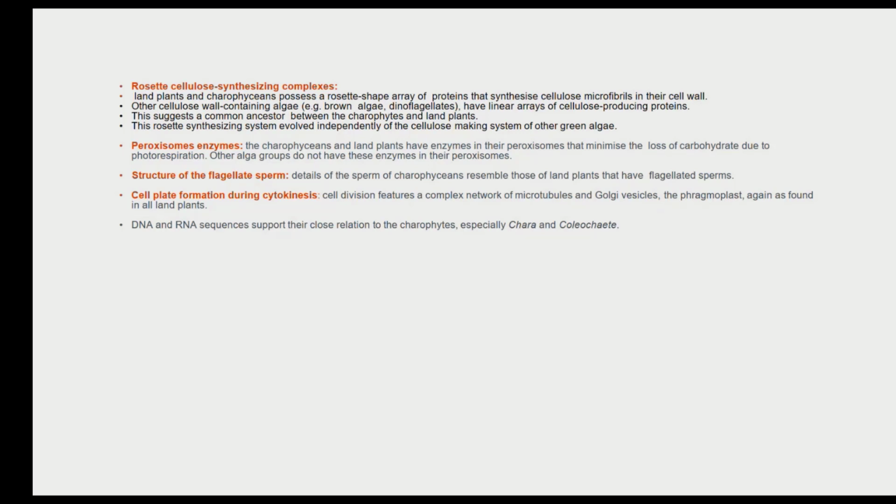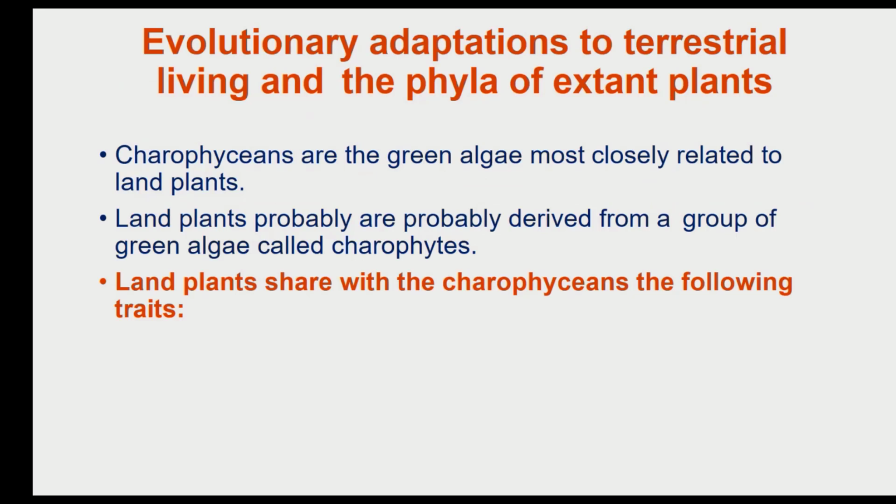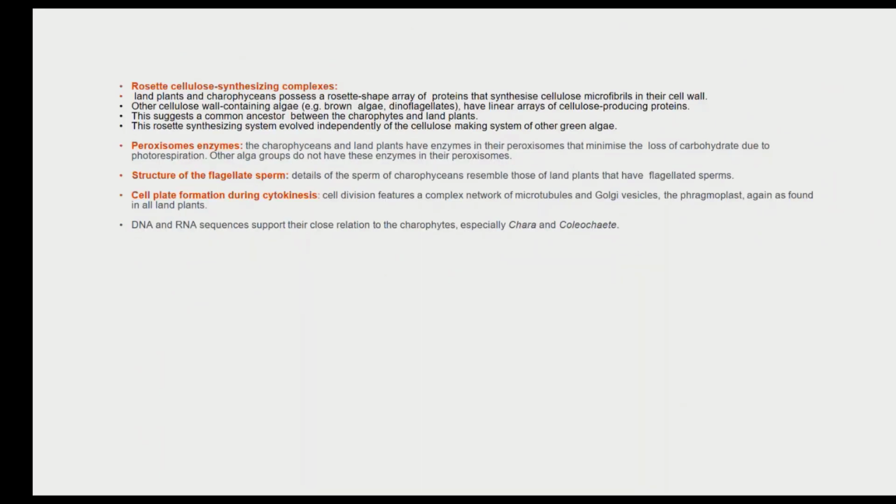These are the traits which land plants share with the charophytes, which are the rosette cellulose-synthesizing complexes. Land plants and charophytes possess a rosette-shaped array of proteins that synthesize cellulose microfibrils in their cell wall, while other cellulose wall-containing algae, such as brown algae and dinoflagellates, have linear arrays of cellulose-producing proteins. This suggests a common ancestor between the two. This rosette synthesizing system evolved independently of the cellulose-making system of other green algae.